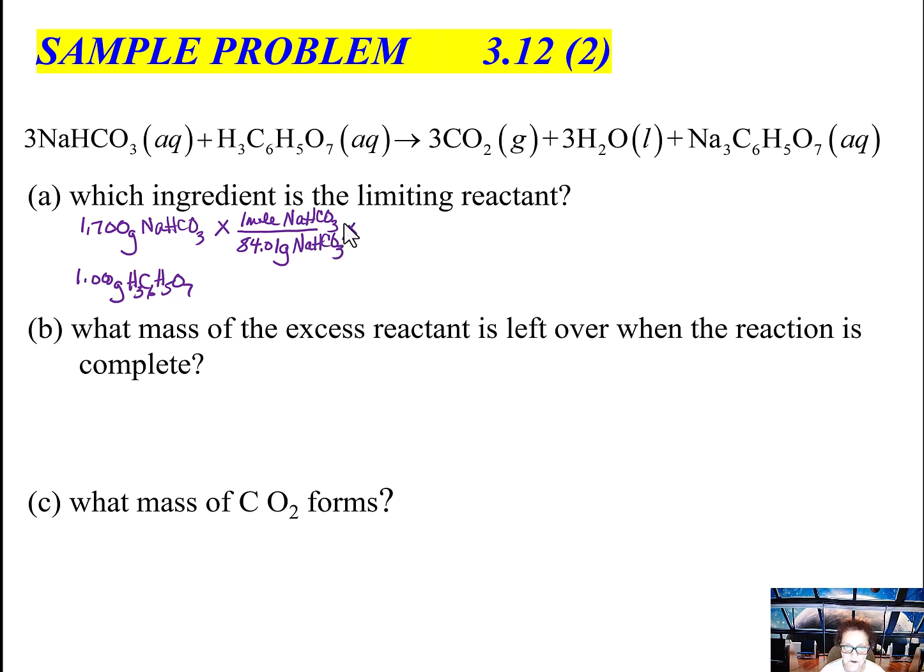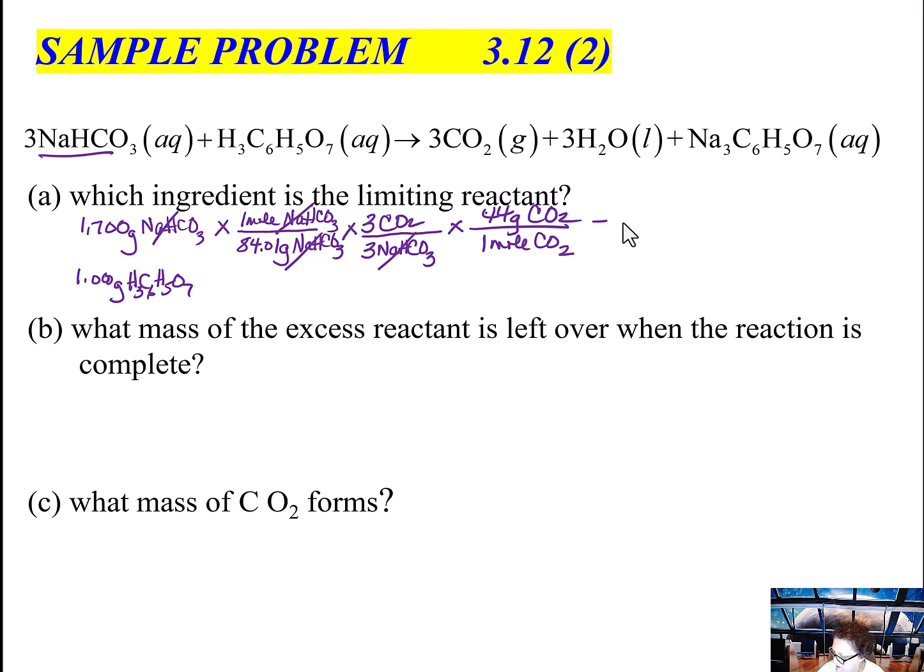So remember, I've got to do my molar ratio. So for every mole of sodium bicarbonate, I've got a ratio of 3 NaHCO3 to 3 CO2. Okay, so that gets rid of moles, that gets rid of grams of sodium bicarbonate. So now I've got moles of CO2. And you can stop there for this initial thing if you want to. I usually just go ahead and, because I'm taking it to CO2, in 1 mole of CO2, there's 12 plus 32, that's 44 grams of CO2.